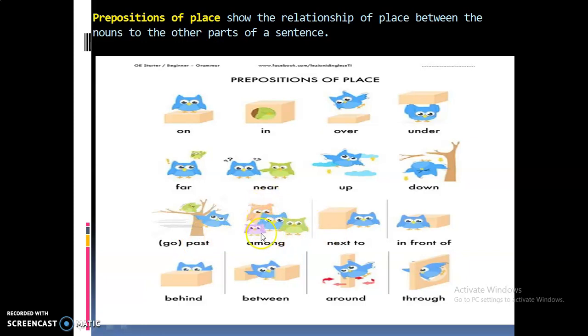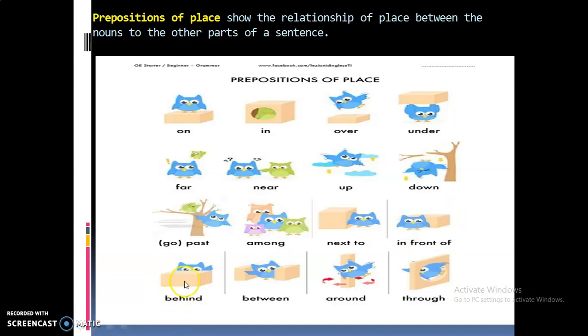Among. So when something is more than 2, you can't use the preposition between. You must use among. Okay. Next to. So the bird is next to the box. And now it is in front of the box. So how to describe the position of this bird? The bird is in front of the box.